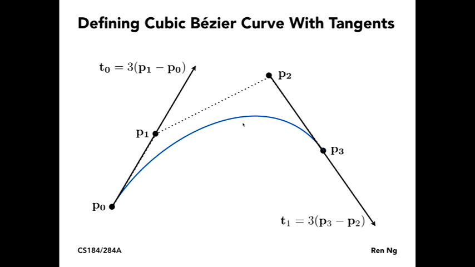Question, yes? How do you define the order of points? Do you just choose one dimension and then order them by the magnitude of that? Yeah, it's literally the order that they're supplied to you. It's an ordered set of 4 control points, and then it defines the geometry this way.